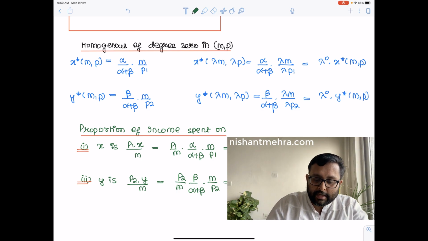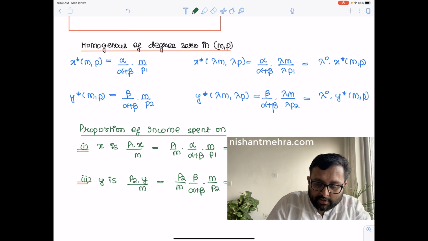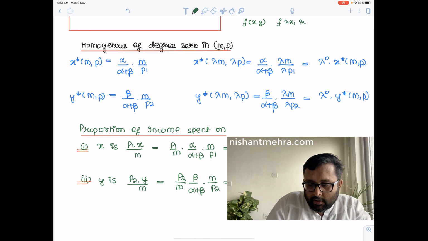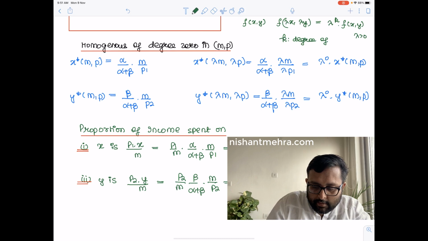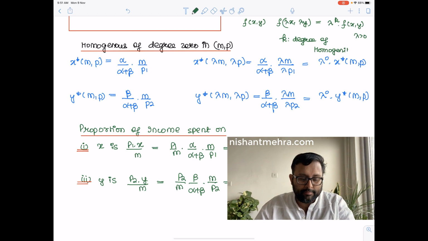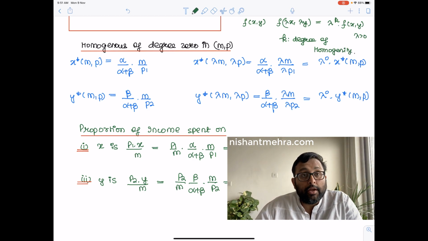the homogeneous function. So for example, if you have the function f(x, y) and you increase both x and y by lambda, and this lambda is completely factored out, then this becomes the homogeneous function. And this k is the degree of homogeneity.